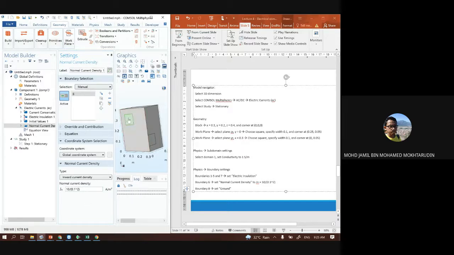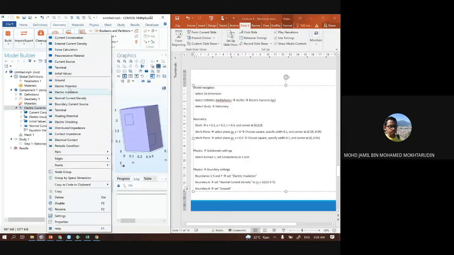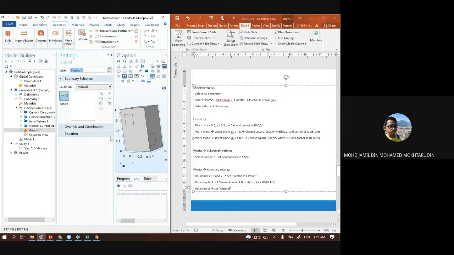So now the top electrode has a current entering the abdomen. And now we need to set the bottom electrode as a ground. So right click again, choose ground, and just choose the bottom electrode. And then we can check the boundaries 1, 2, 5, and 7, whether it has been set for insulation or not. So insulation is by default given to you.